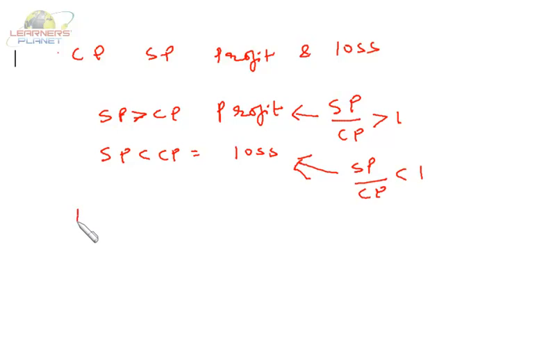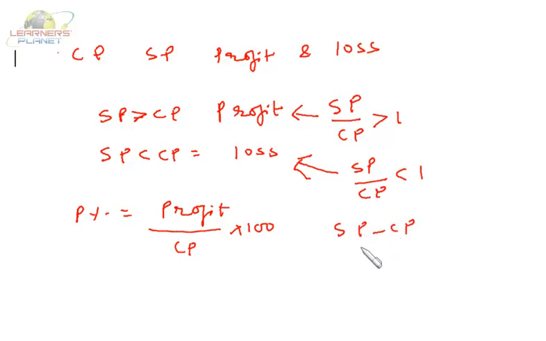Friends, percentage profit, as I have mentioned, is profit over CP into 100. We are just deriving a concept over here. Just see it carefully. Now, what is profit? It is SP minus CP. Okay, so just place the value over here. SP minus CP over CP is equal to P by 100. Okay. Now, just wait for a moment.